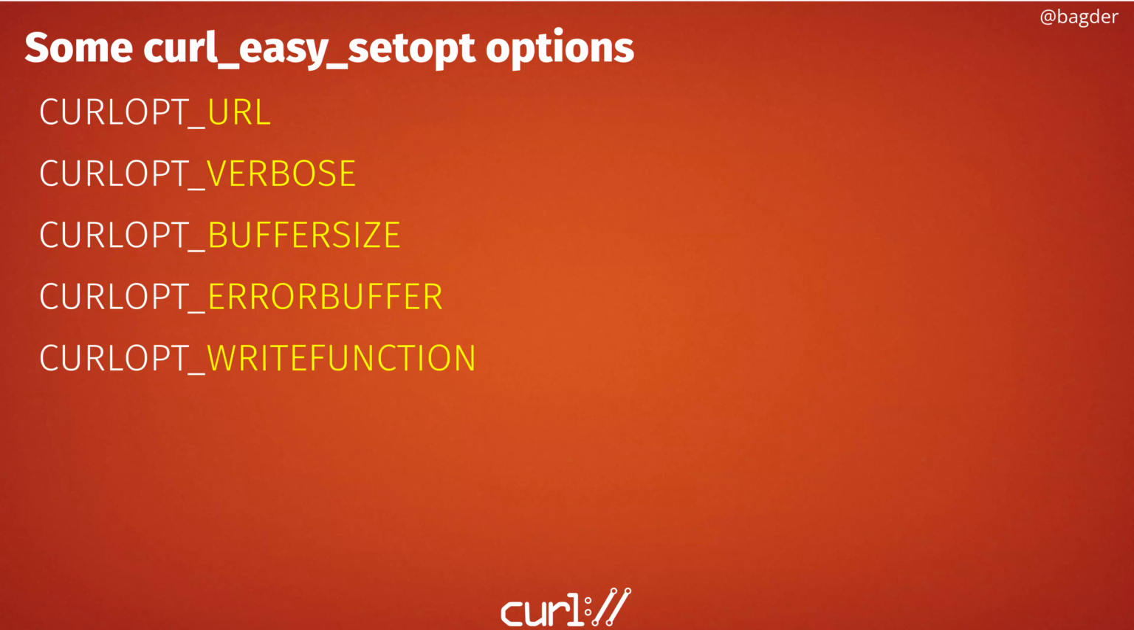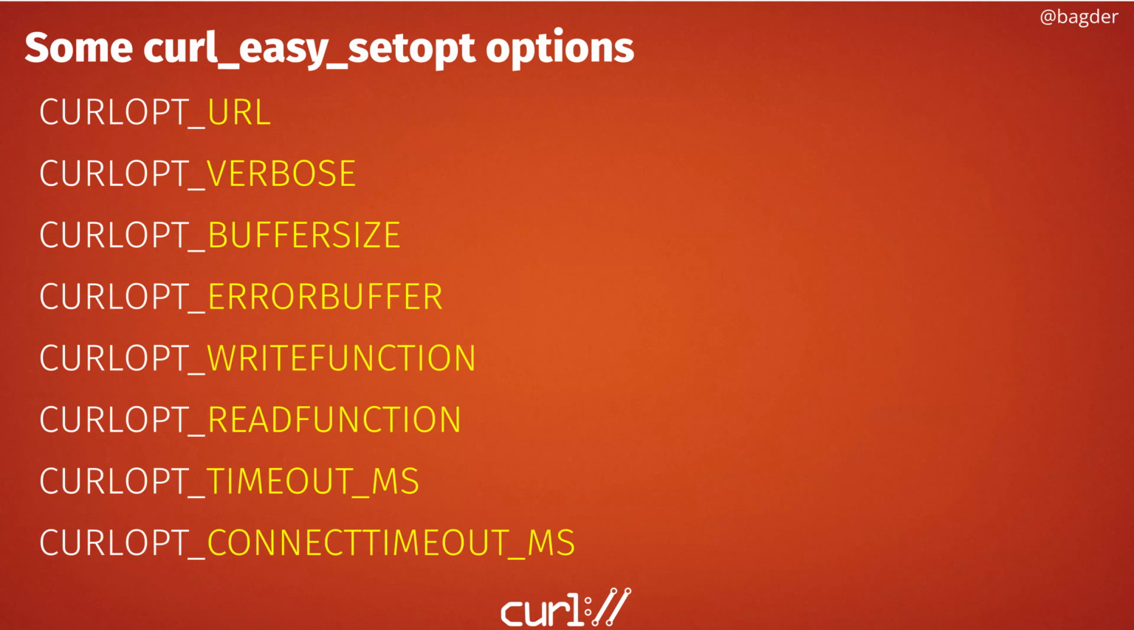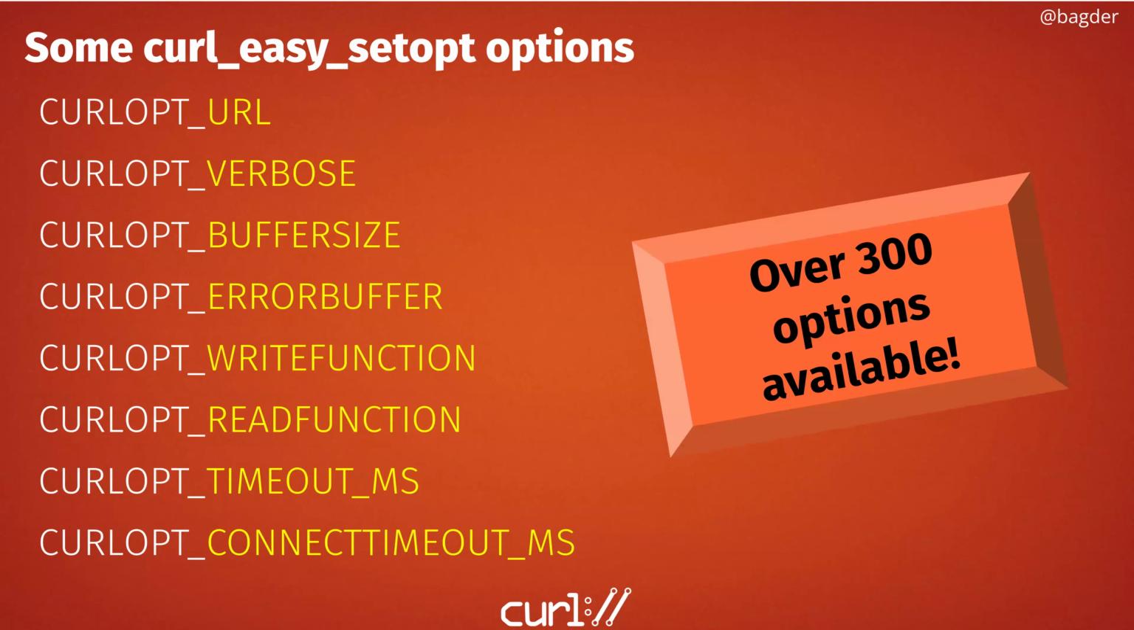Error buffer is a way for you to get better error messages. Write function is a way for you to provide a function to libcurl to write data that it receives. Reading timeout is the maximum time you allow it. Connection timeout is the maximum time you allow it to spend trying to connect to a server, and so on. A bunch of options here, and that's just a small selection. There are over 300 curl easy setup options, so there's really an ocean to drown in when it comes to options. Pretty much whatever you want to do to tweak the transfer, there's probably a CURLOPT already there for you to set and adjust the transfer to be exactly how you want it to be.